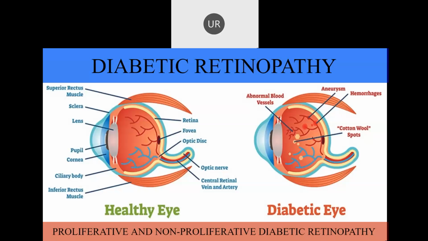Bushra and I will be presenting for the last topic, that is diabetic retinopathy. So I will start off with it. So we will talk about proliferative and non-proliferative diabetic retinopathy. We are not going to discuss the diabetic maculopathy. Next slide, please.